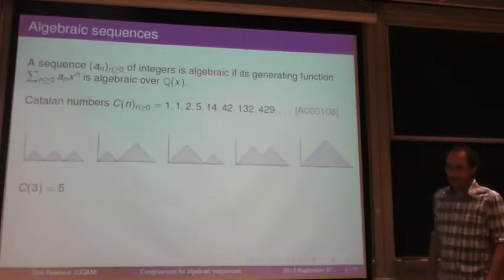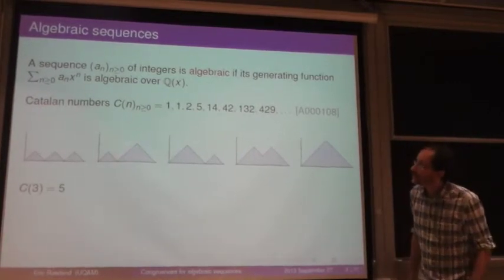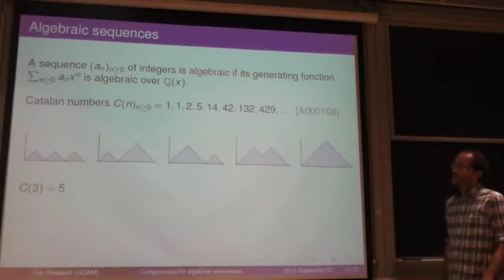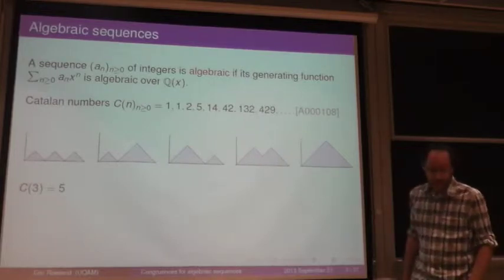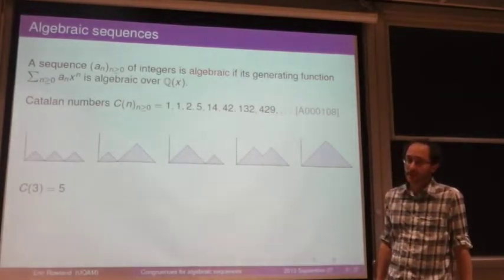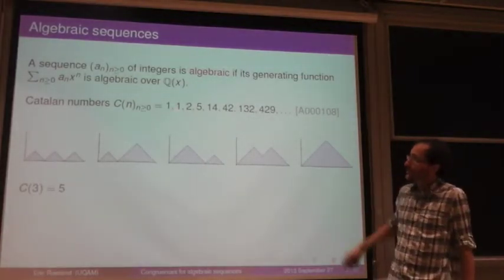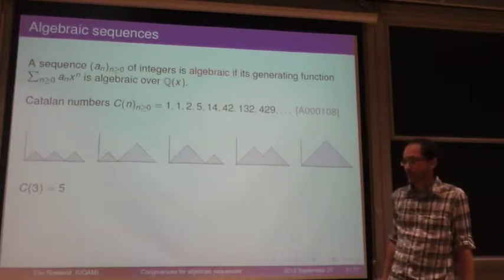So, what's an algebraic sequence? A sequence of integers is algebraic if its generating function is algebraic over Q of x. So, meaning that it satisfies some polynomial. And these sequences occur all the time in combinatorics. One of the main examples is the Catalan numbers, which is this sequence right here. The nth term of the Catalan sequence counts all sorts of things.